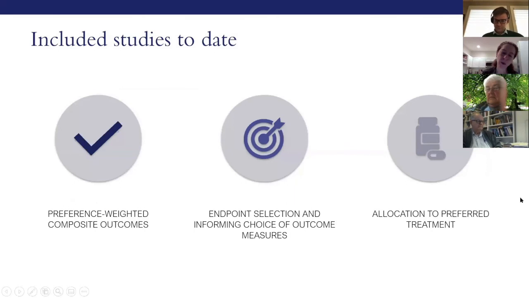Of our current inclusions, the most notable applications of preference-based methods in clinical trial design have been to produce preference-weighted composite outcomes, which Nick talked about earlier, for endpoint selection and informing the choice of outcome measures, and then allocation of patients to their preferred treatment in a trial arm.